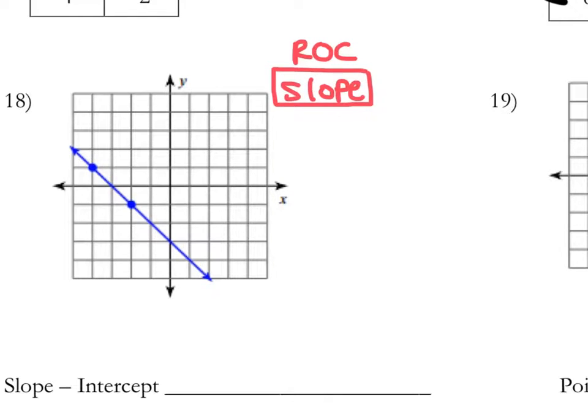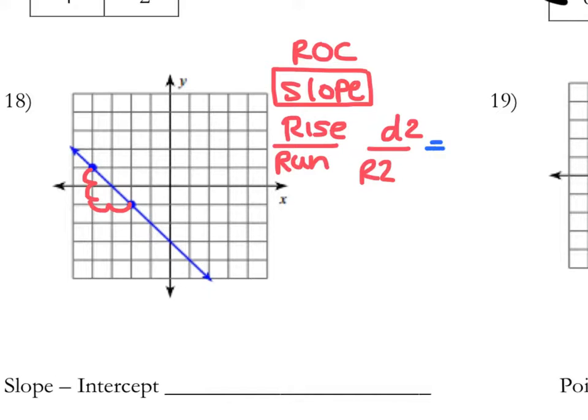To find my slope on a graph, I'm going to use rise over run. Just counting. Here I'm going to count. It goes down 2, right 2. So I went down 2, and then I went right 2. Down 2 is going to be negative 2. Right 2 is positive 2. And that's going to reduce to negative 1, which is my slope.